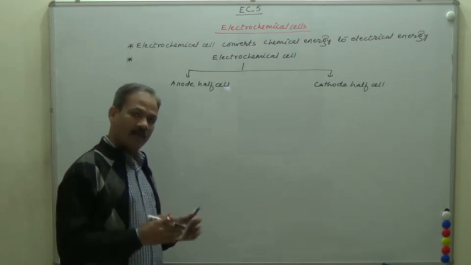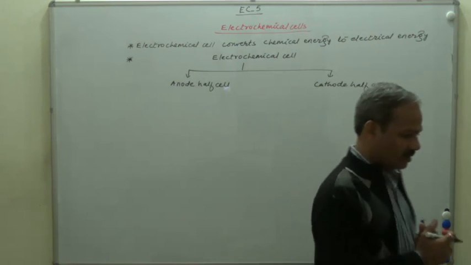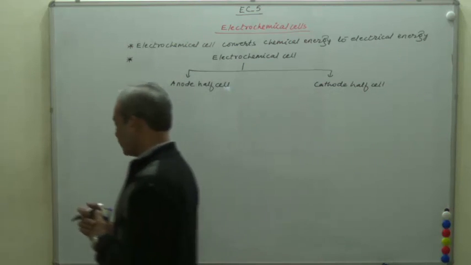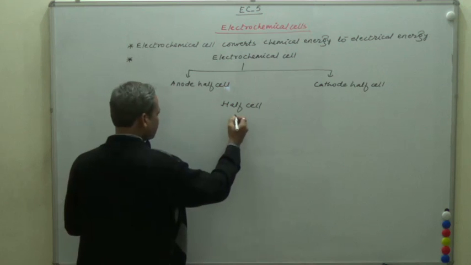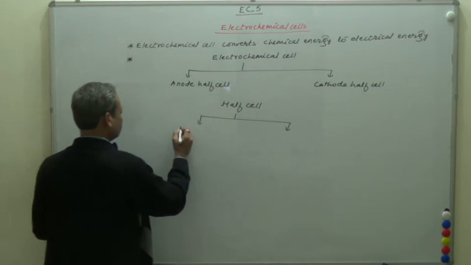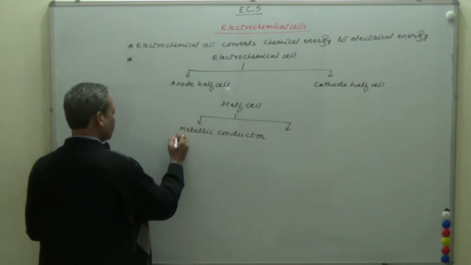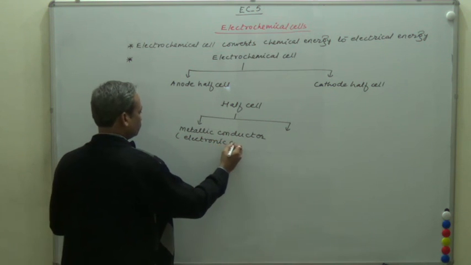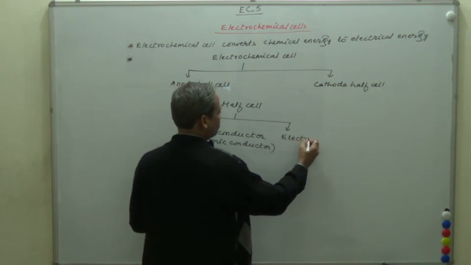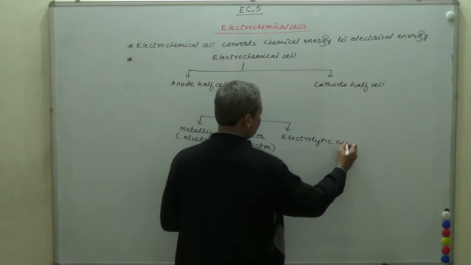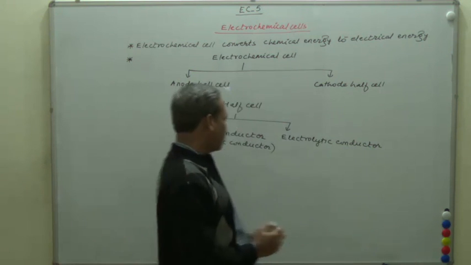Now, in a half cell, there are two types of conductors. One is metallic conductor or electronic conductor. Each half cell contains a metallic conductor or electronic conductor and electrolytic conductor. Half cell is made up of a metallic conductor and electrolytic conductor.